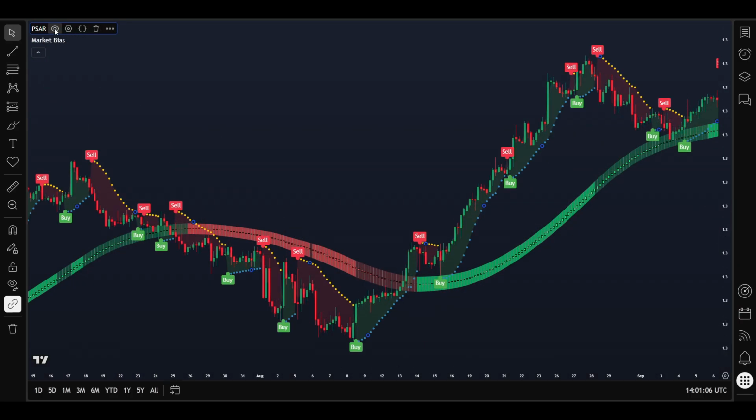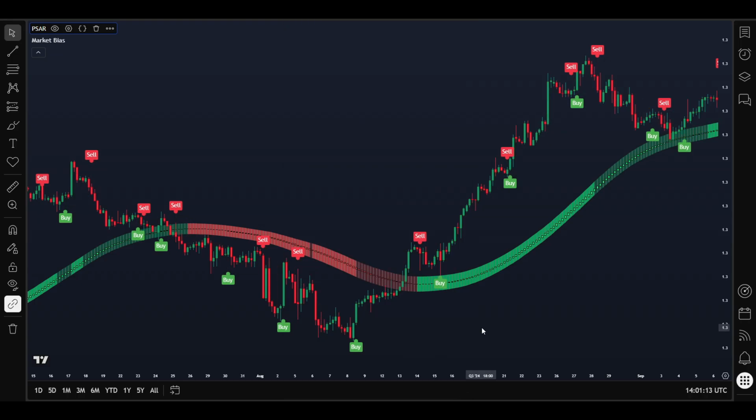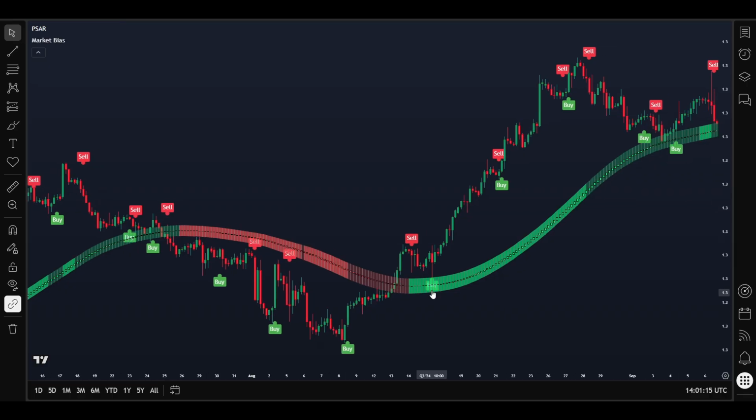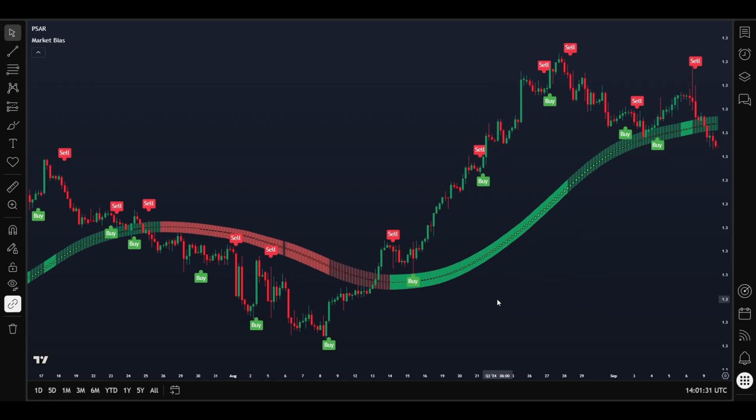Parabolic SAR, Everget. Open settings. Style. Uncheck PSAR and turn off trade state filling. Confirm. Reading rule. A buy label is a long trigger, a sell label is a short trigger, but only when market bias conditions are met. Think of SAR as the green light at an intersection. The direction comes from market bias. SAR just tells us precisely when to go.